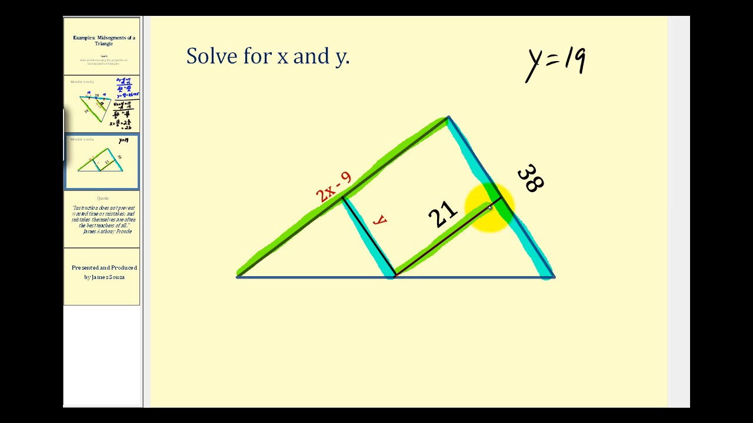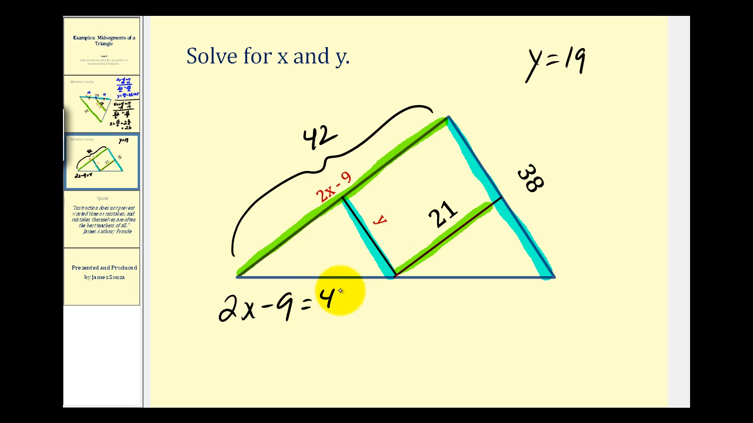Now taking a look at this midsegment and this side, they're giving us the opposite information. If the length of the midsegment is 21 units, that means the length of the parallel side of the triangle would be twice this length, or 42 units. So in order to solve for x, our equation is going to be 2x minus 9 equals 42.